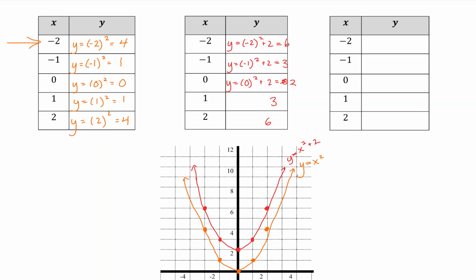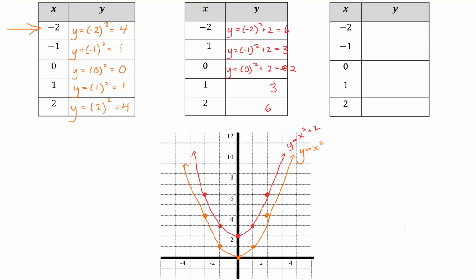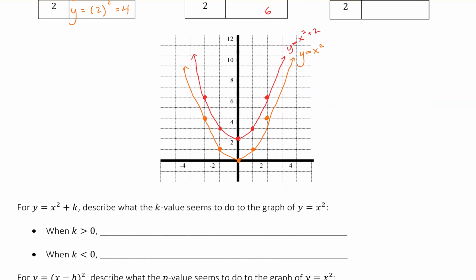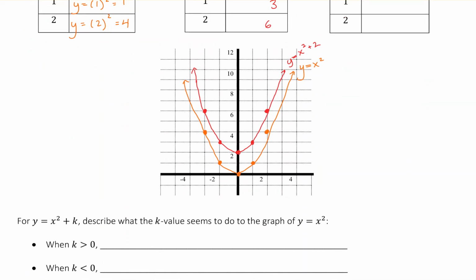Now what do you notice about what happened from our base graph, which is in orange, to the transformed graph, which is in red? It has moved up. We call that a translation. When you move the graph up or down, it is considered a translation. And that's what we're going to get into describing right here.